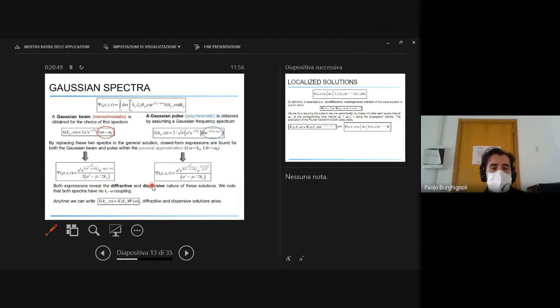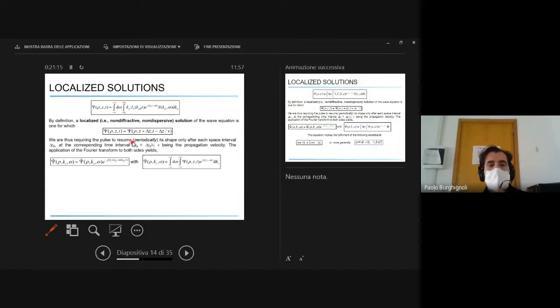What they have in common in both spectra is that the arbitrary spectrum S(rho, omega) is separable in terms of a function that only depends on rho and a function that only depends on the angular frequency omega. And this is why these solutions are diffractive and dispersive.